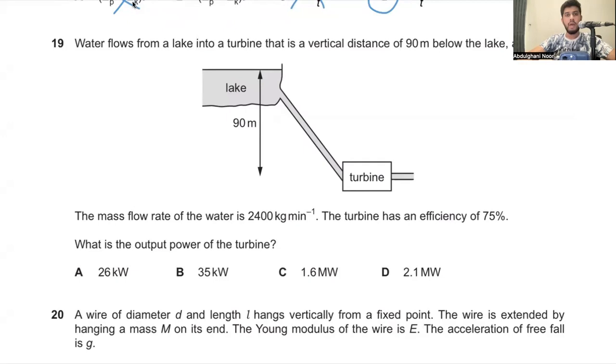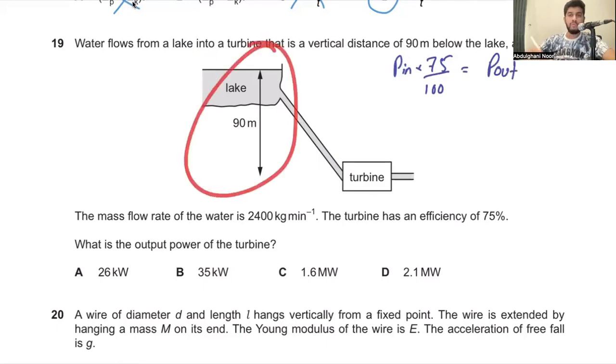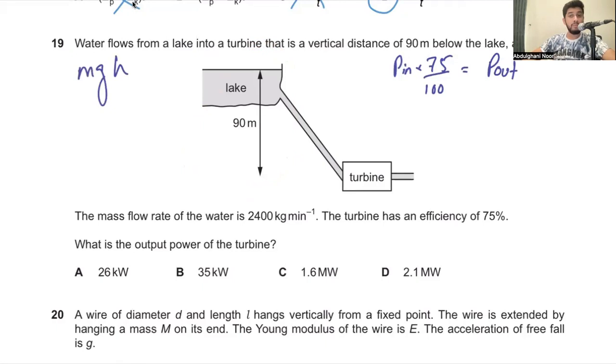So what they have done is they have given us the change in gravitational potential energy. Exactly not given, but given in that form. So I know that input power multiplied by 75 upon 100, because it is 75% efficient, will give you the output power. So in what form is the input? Input is in the form of gravitational potential energy. mgh is the formula for gravitational potential energy.